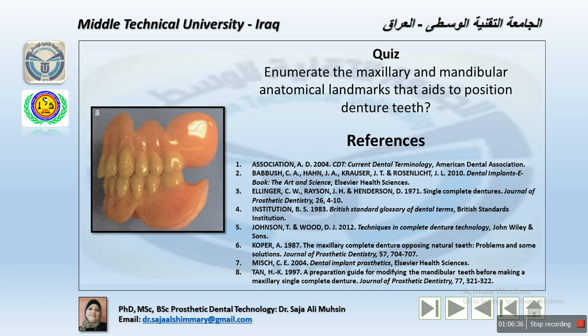Now we have already discussed the occlusion and the positioning of teeth, in terms of natural occlusion and lingualized occlusion. For the quiz next week, prepare by enumerating the maxillary and mandibular anatomical landmarks that aid in positioning denture teeth.